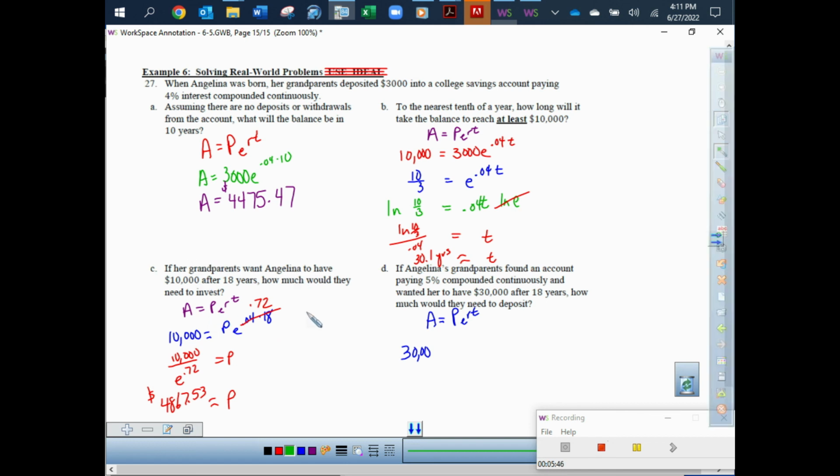This is what their financial planner would say to them: yeah, you need to put this much money in. So in real life they'd probably go, okay, here's $5,000, whatever. But this is what the math says. And I think that's enough for today. We're not going to do part D. There's nothing different about it, but I just said, that's enough.